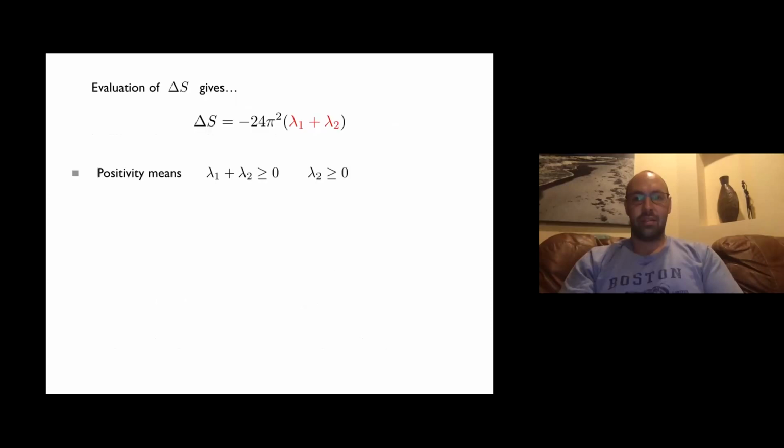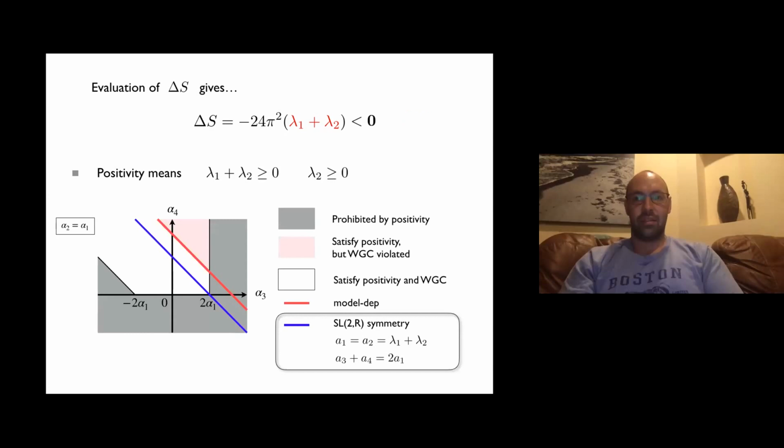So what happens? When you evaluate delta S, now it can be put in a really simple form, which is just this one, which is basically again minus lambda 1 plus lambda 2. And now positivity, you can show, implies lambda 1 plus lambda 2 non-negative, and also lambda 2 non-negative. And immediately, also in this case, we have that the axionic version of the weak gravity conjecture is satisfied.